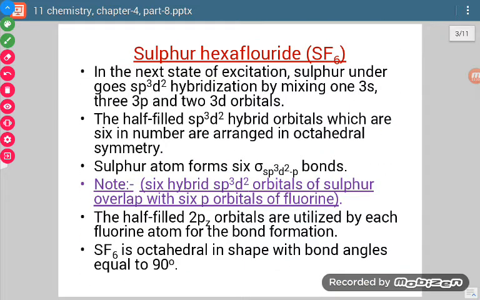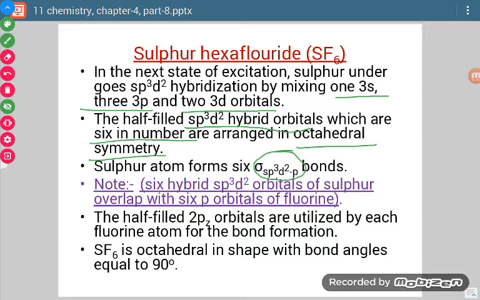Now these 6 orbitals, which each contain one unpaired electron, undergo hybridization. So we take one 3s orbital, three 3p orbitals, and two 3d orbitals, resulting in sp3d2 hybridization. Since 6 orbitals have combined, 6 hybrid orbitals will also be formed, and those 6 will be arranged in octahedral geometry. So now see again, there are 6 sigma bonds.